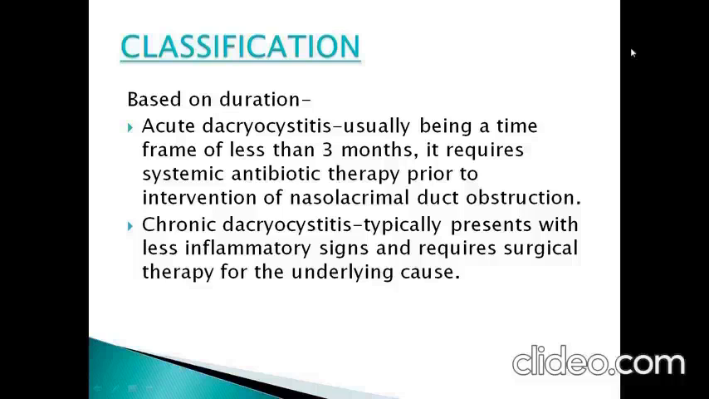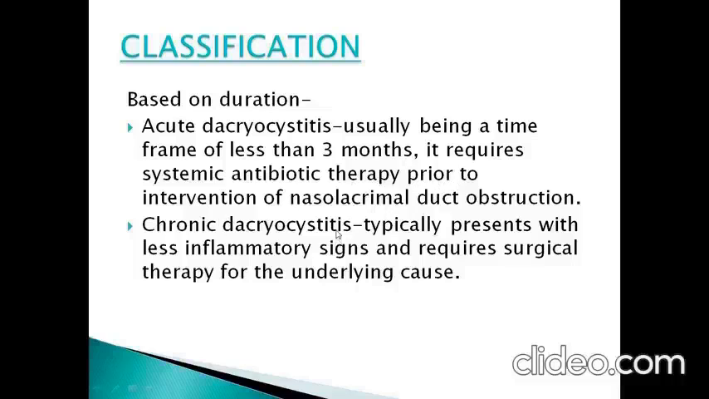This particular condition of dacryocystitis could be classified as acute and chronic based on the duration of the condition. Acute dacryocystitis usually occurs in a time frame of less than 3 months, and it requires systemic antibiotic therapy prior to the intervention of nasolacrimal duct obstruction. Okay, so basically this is treated by using systemic antibiotics.